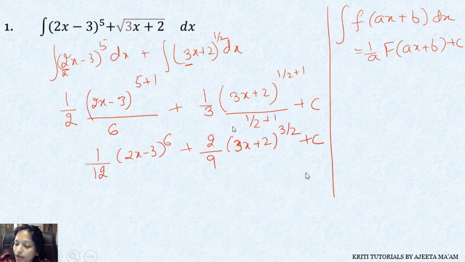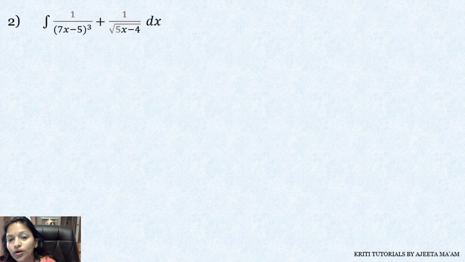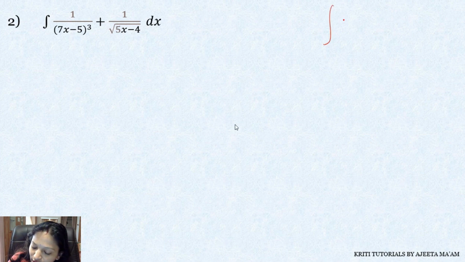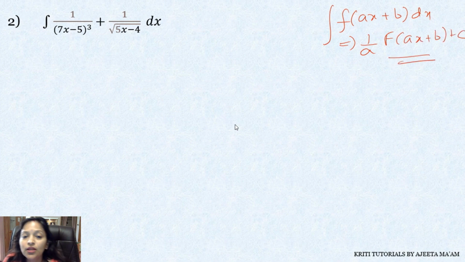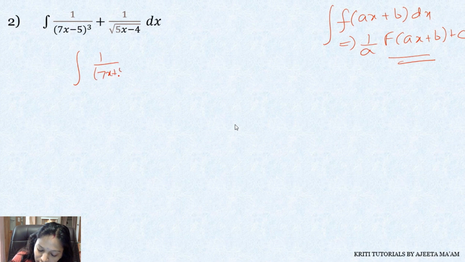Clear? Okay, great. Now in this question also we are going to use the same property along with the power rule. If I write the property again, you should be clear with this property, students, because this is something which is going to be used a lot. In 90% of questions, definitely this will be used. So be clear with the use. Now here we have 1 upon 7x minus 5 raised to 3.